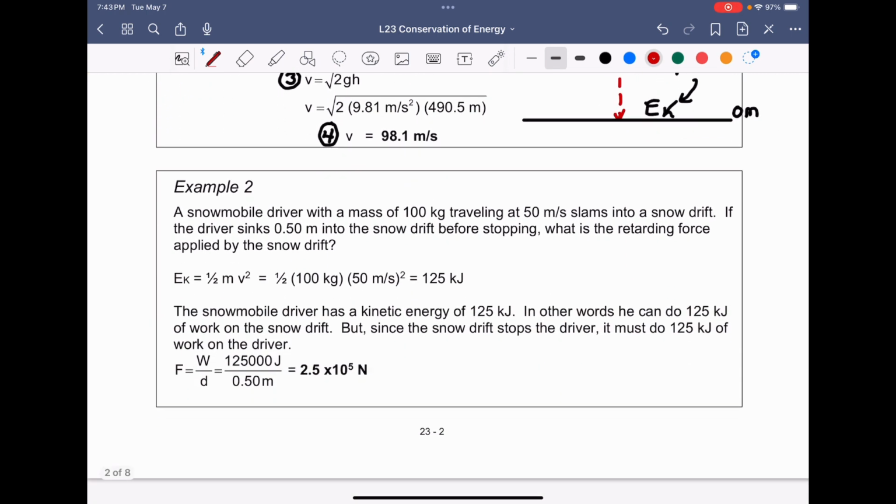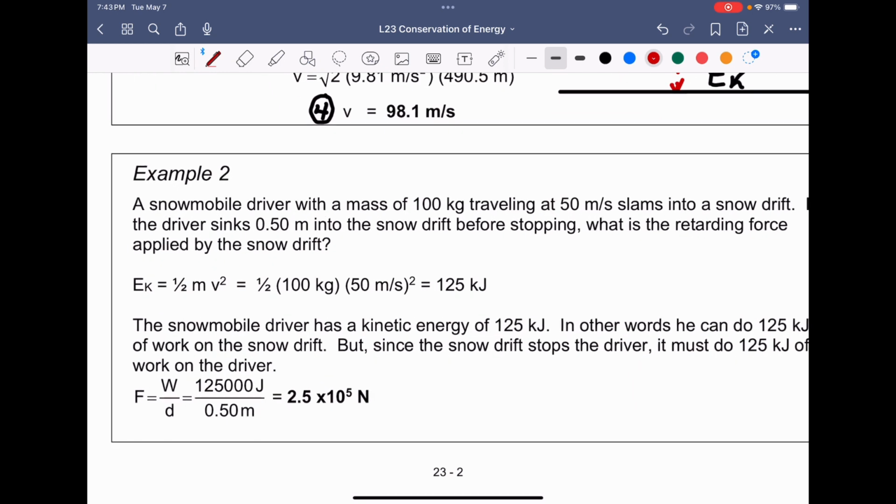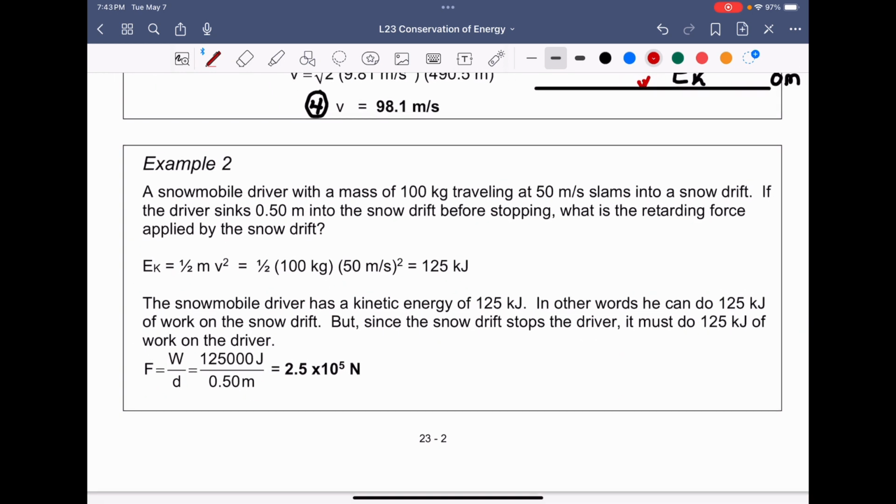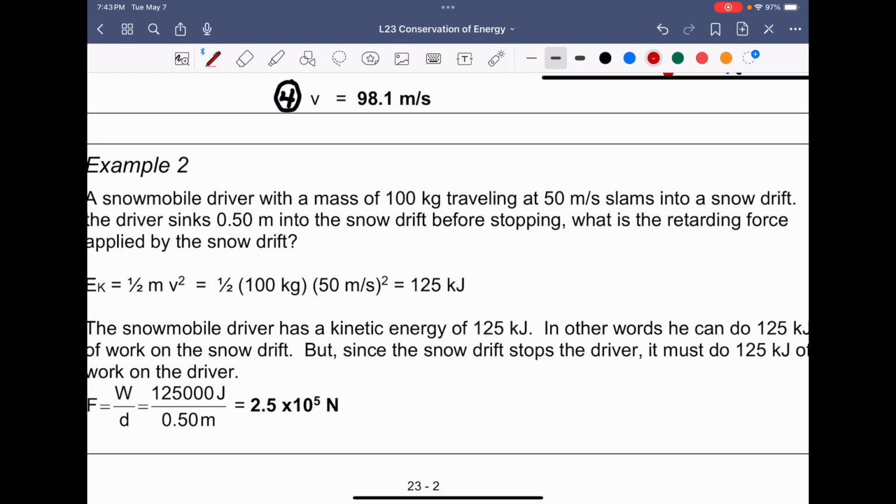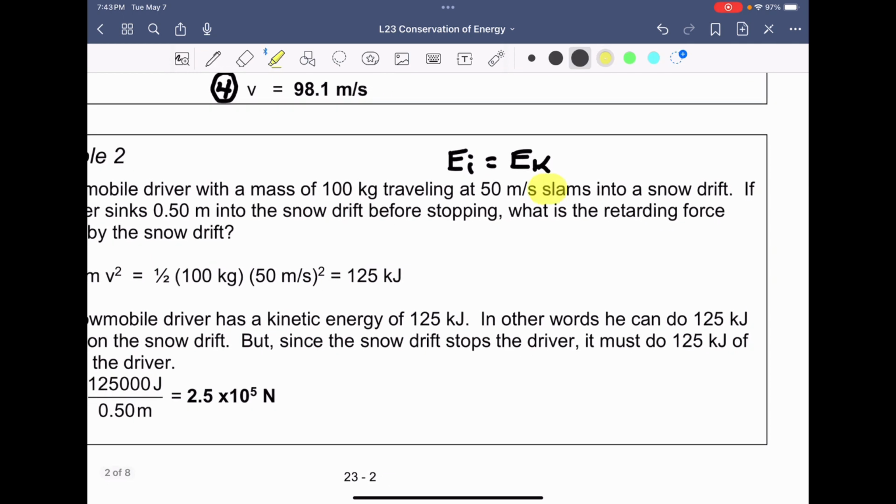Okay, now, similarly, in the next problem, they could ask us things like, if I'm considering a snowmobile driving with this much mass and it's traveling at a certain speed, well, as soon as you know it's traveling at a certain speed, you can say that the initial energy, or EI, is equal to the kinetic energy, but then it slams into a snowdrift.